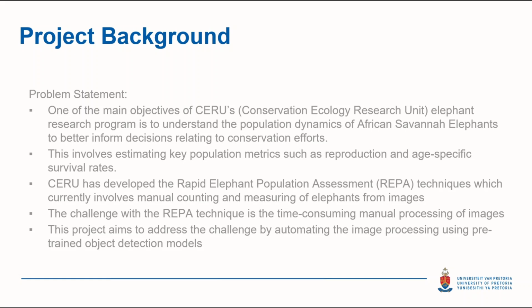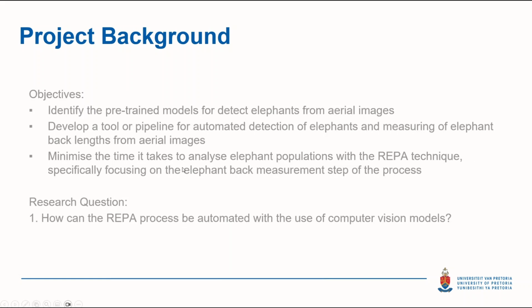So this project aims to address the challenge by automating the image processing using pre-trained object detection models. So the objectives of this project are to identify the pre-trained models for detecting elephants from aerial images, develop a tool or pipeline for automated detection of elephants and measuring of the elephant back length from aerial images, and thus minimize the time it takes to analyze elephant populations with the REPA technique, specifically focusing on the elephant back measurement step of the process. And the research question for the project is, how can the REPA process be automated with the use of computer vision models?